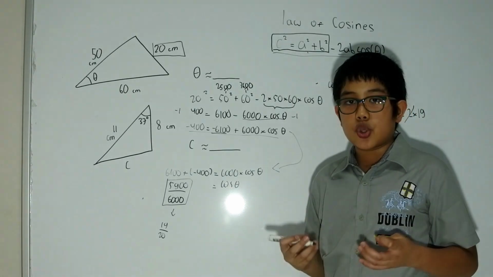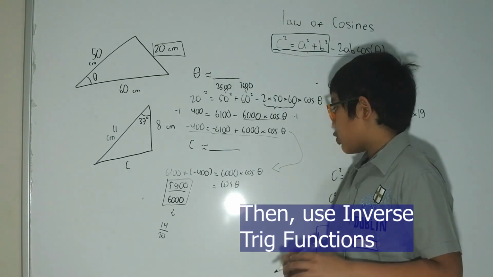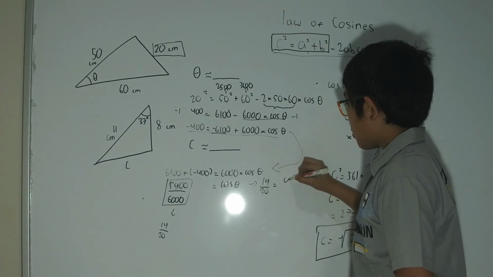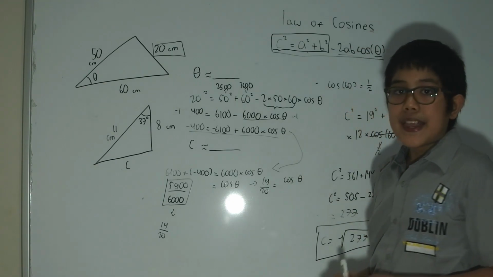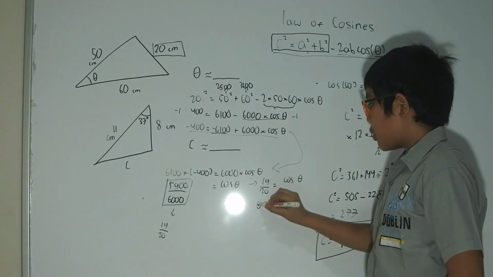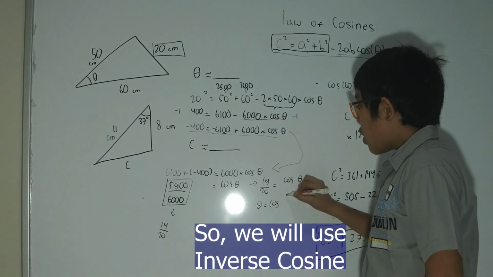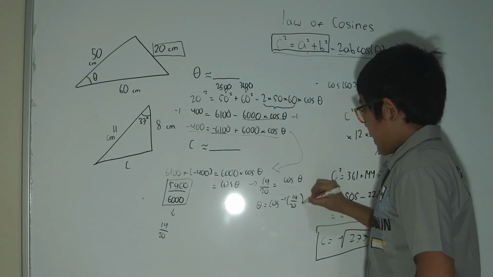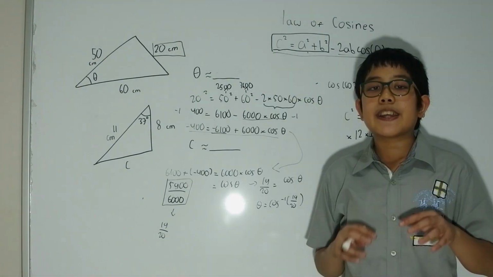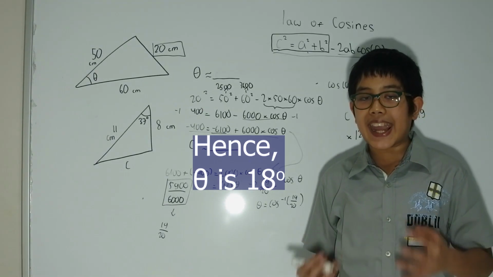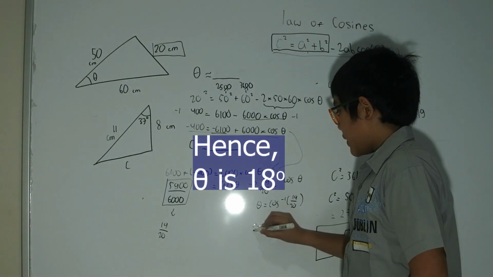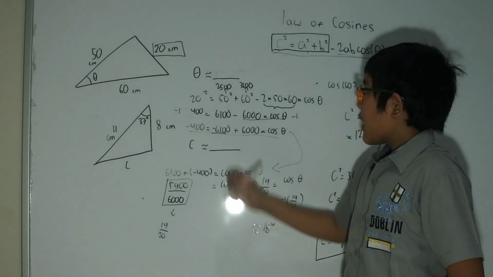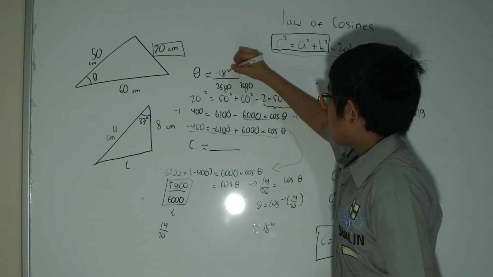So what do we do next? Well, then we're going to use inverse trig functions, because we know that 19 over 20 is equal to cosine of theta. So to get theta itself, it's going to be equal to inverse cosine of 19 over 20. And if you type it into our calculator, you can figure out that the answer is approximately 18. And because it's angles, it's going to be degrees. So then, theta is going to be 18 degrees.